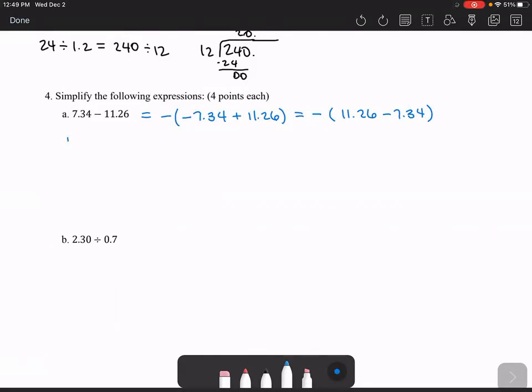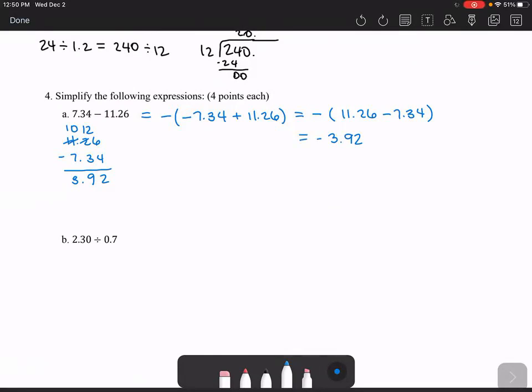So if we do 11.26 minus 7.34, whenever we add and subtract decimals, we do line up the decimal point. So 6 minus 4 is 2. We cannot subtract 2 minus 3, so we need to borrow. 12 minus 3 is 9. We cannot subtract 1 minus 7, but we can subtract 10 minus 7, and that's 3. So 3.92. So this is negative 3.92. And that's the answer.